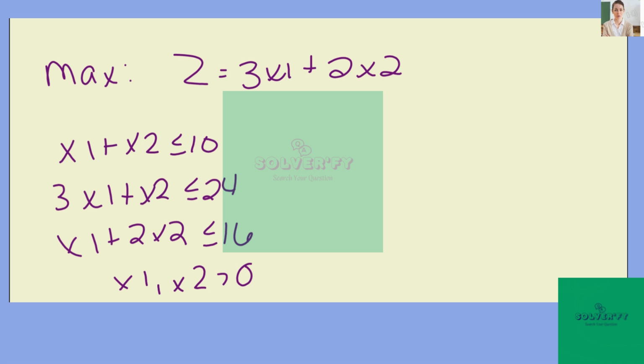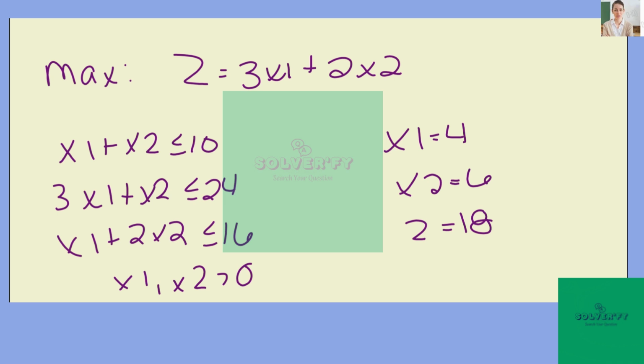Now we can use our Excel to find our solution. We're going to get that x1 is equal to 4, x2 is equal to 6, and z is equal to 18.